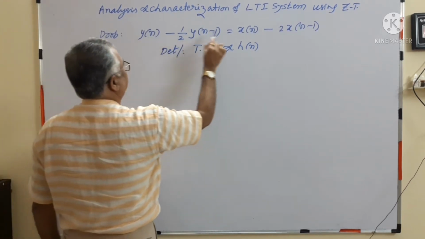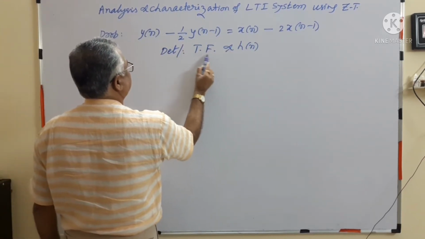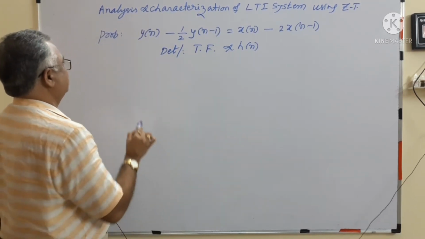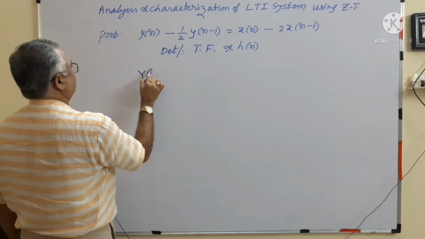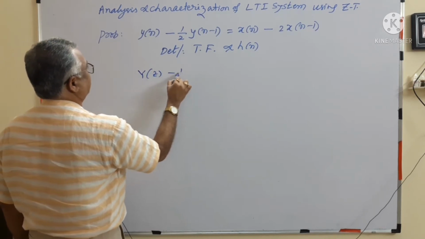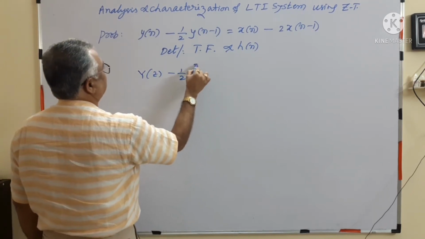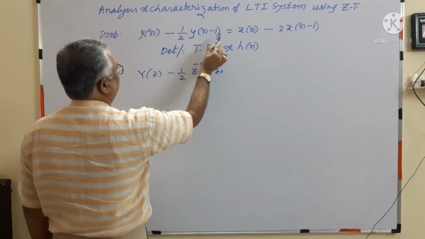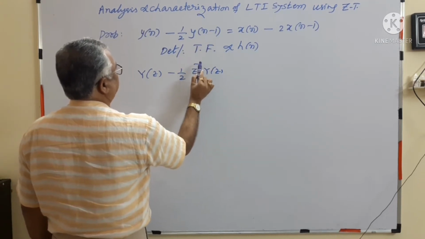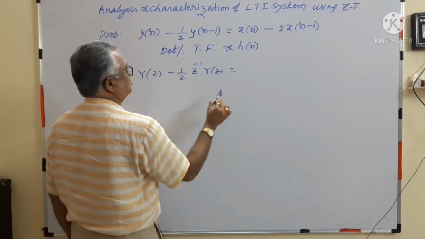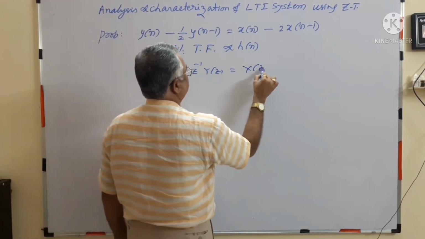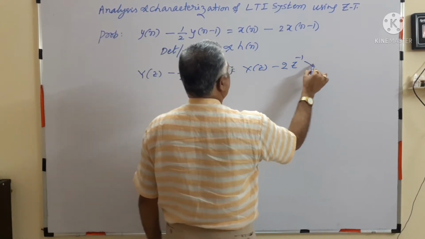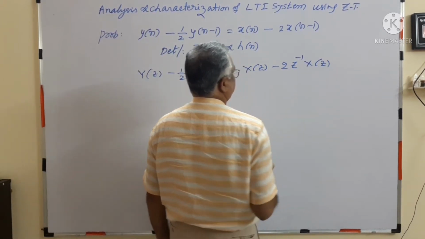So what is given? Difference equation. To get the transfer function, you have to apply Z transform. So Y of z minus 1 by 2 z inverse Y of z, using shifting property, z power minus 1 Y of z, is equal to X of z minus 2 z inverse X of z.